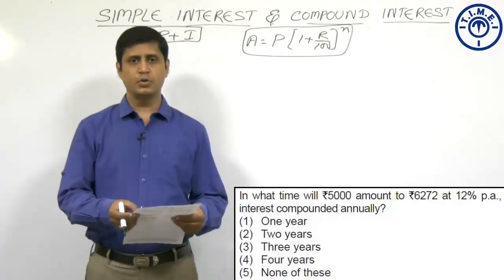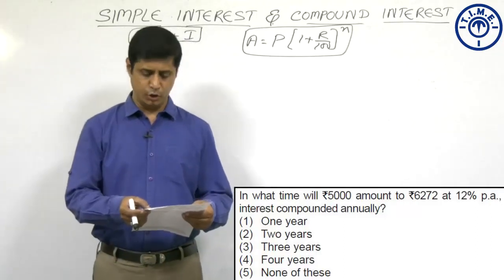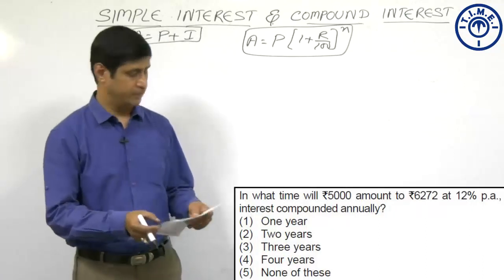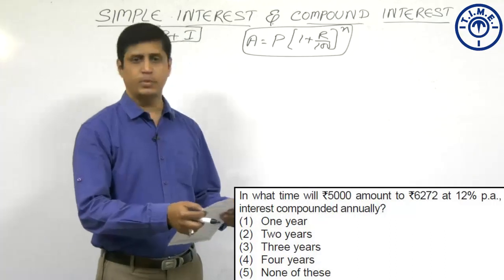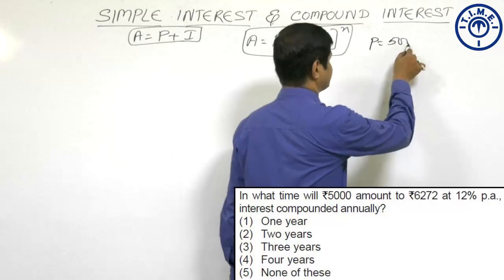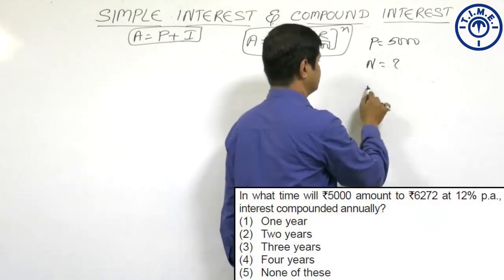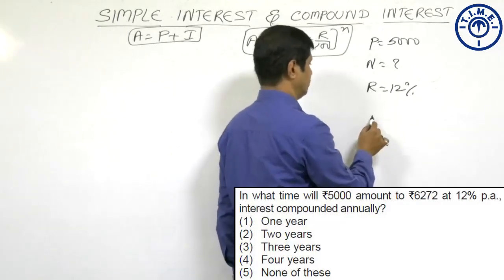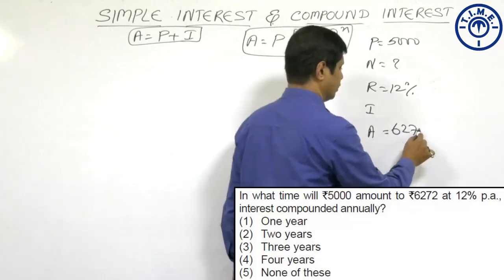In what time will rupees 5,000 amount to rupees 6,272 at 12% per annum interest compounded annually? Now, what to find here? The time to be found. Now, what is the principal? Principal is given as 5,000 and the time is to be found, rate of interest is 12% per annum. The value of amount is given, how much? 6,272.